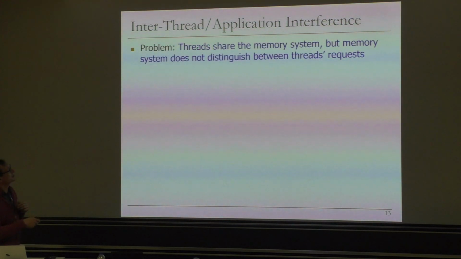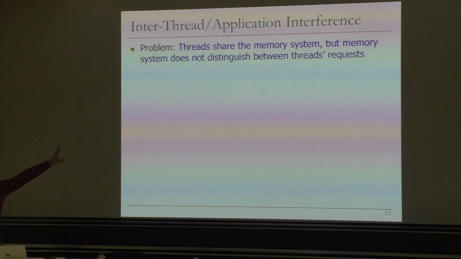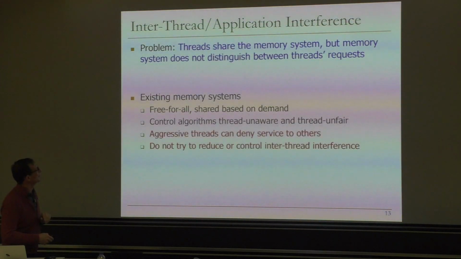Basically, threads share the memory system, but the memory system doesn't distinguish between threads' requests. This is actually becoming much better. If I was giving this lecture in 2008, 2010 or so, this was true. Today, people are incorporating a lot of quality of service mechanisms. Caches are, for example, controllable today. Memory controllers are less so, but going forward, it's going to be much more, in my opinion.